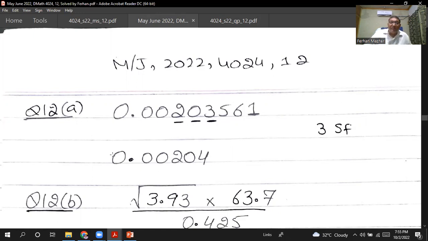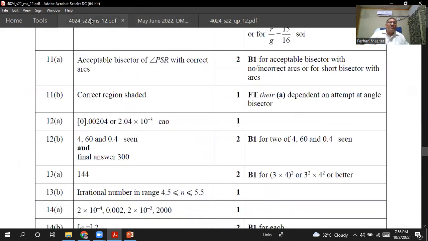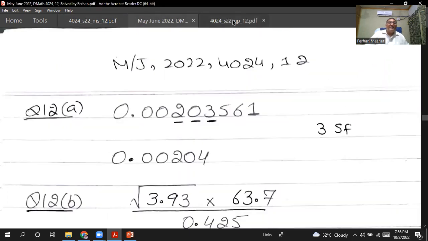The zeros which are on the left side of a number, before any non-zero digit, are not significant. So the significant figures are this 2 and this 0 and this 4. So now this is in three significant figures. So 0.00204 is the right answer.